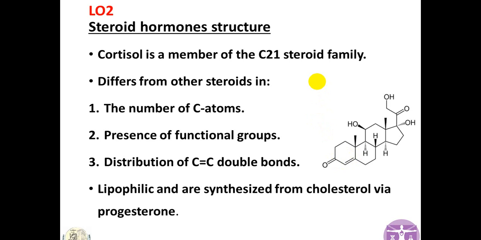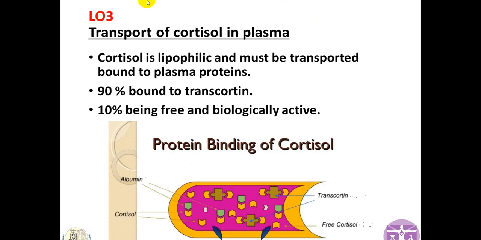Cortisol is a lipophilic, and you know lipophilic means it loves lipid, so it is soluble in fat, but it is insoluble in water. And they are synthesized from cholesterol via the effect of the hormone progesterone. So how does cortisol transported in the plasma? Cortisol is a lipophilic, as I said, and therefore it cannot be transported in the plasma unless it is bound to a plasma protein. This plasma protein, which is seen here in this picture, is called the transcortin. And majority of the cortisol in the plasma is bound to the transcortin. And only 10% of the total cortisol is free. And this 10% that is free cortisol is the biologically active, which means it is the one that acts. And the other 90%, which is bound to protein transcortin, is not active.